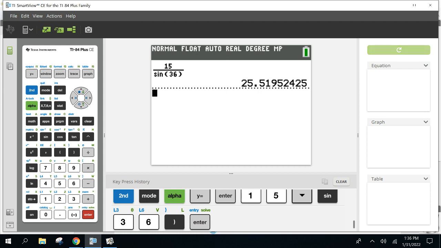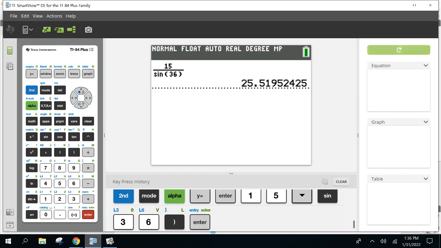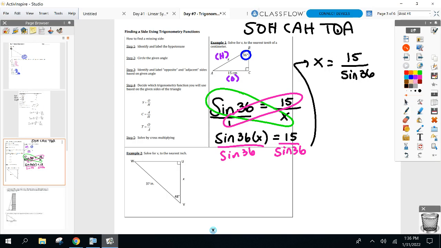And now I just got to pay attention to my rounding directions, which I believe here is nearest tenth. Yep. So what are we looking at? 25.5.